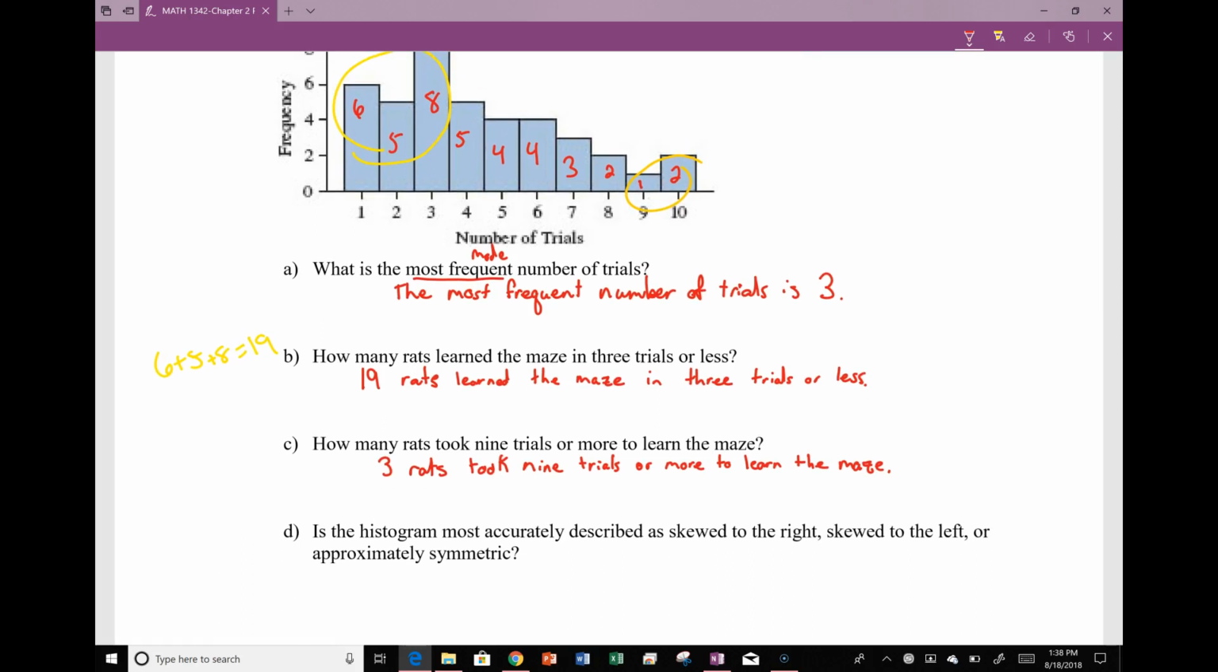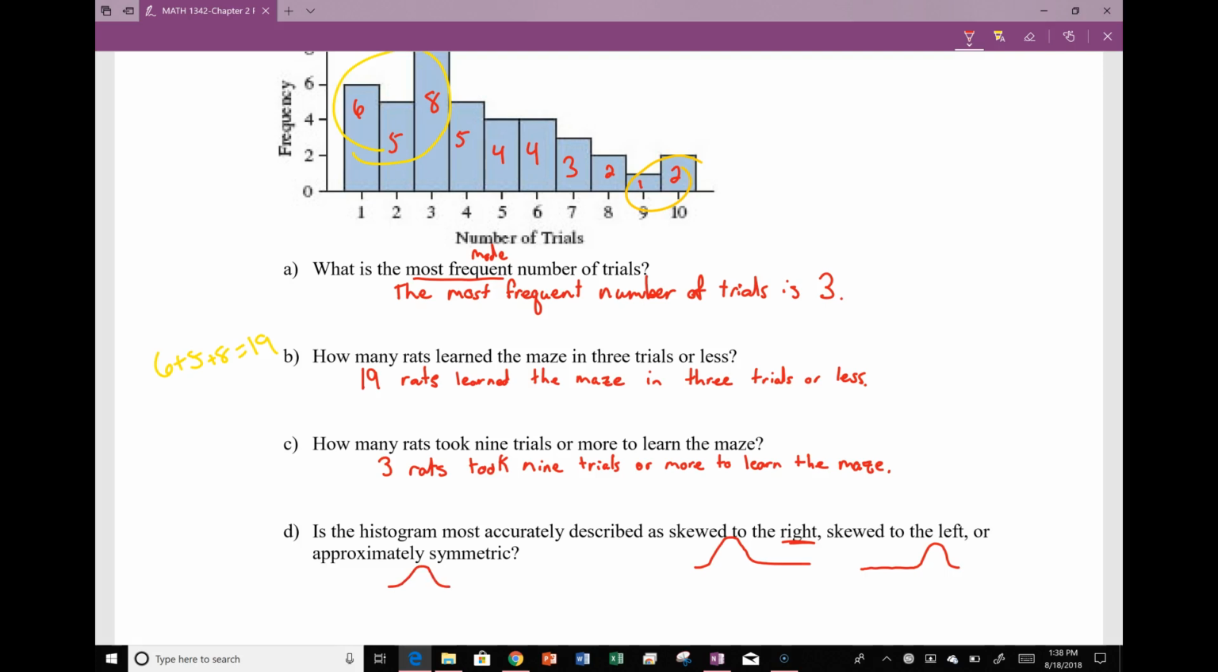In part D, it's asking, is the histogram most accurately described as skewed to the right, skewed to the left, or approximately symmetric? Recall that the skewed direction indicates where the longer tail is. So skewed to the right is going to look like this. It's going to have a longer tail over here. Skewed to the left is going to have a longer tail on the left-hand side. And then approximately symmetric is going to be that bell shape.